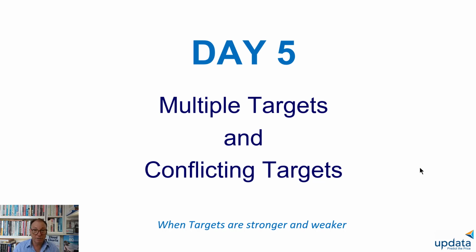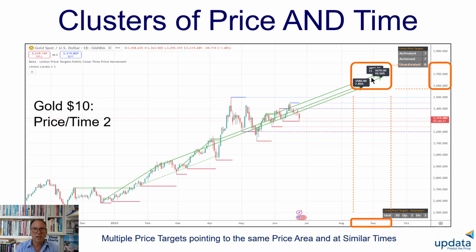Welcome to lesson 5, multiple targets and conflicting targets, when targets are stronger and weaker. And so this is another key aspect of using the targets. So when we see multiple targets, that gives us a higher conviction that the upside, in this case upside targets, gives us a higher conviction towards those targets, especially if those targets are pointing to the same price area.